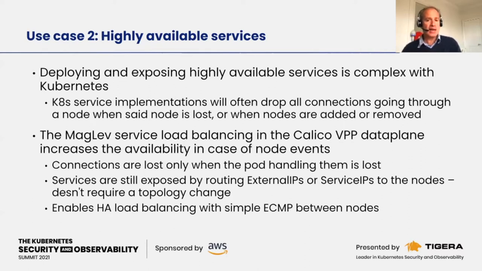And ECMP is stateless, which means that every time you add or remove a node, all connections may be reshuffled, but it's not a problem because Maglev comes with consistent hashing for service load balancing, making sure that even if everything is reshuffled, traffic will continue to be serviced by the same pod, right? So that's another example of a use case which is today difficult to do with regular Kubernetes with regular data planes, which is going to be easier to do with VPP.